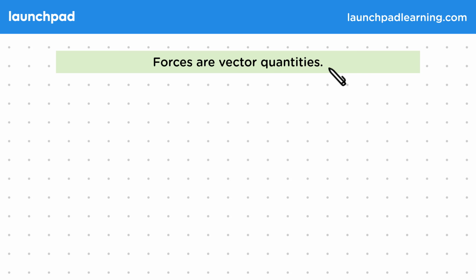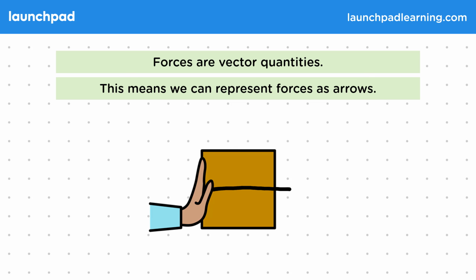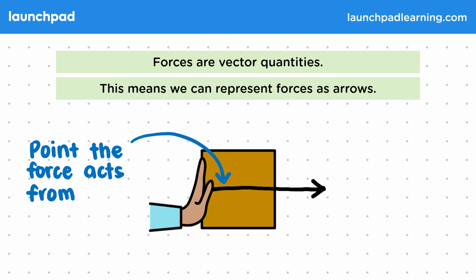Forces are vector quantities. Remember that vectors have both magnitude and also direction. This means we can represent forces as arrows. So we can represent the force used to push a box as an arrow. And the arrow is drawn from the point where the force acts. So in this case, it's the hand.